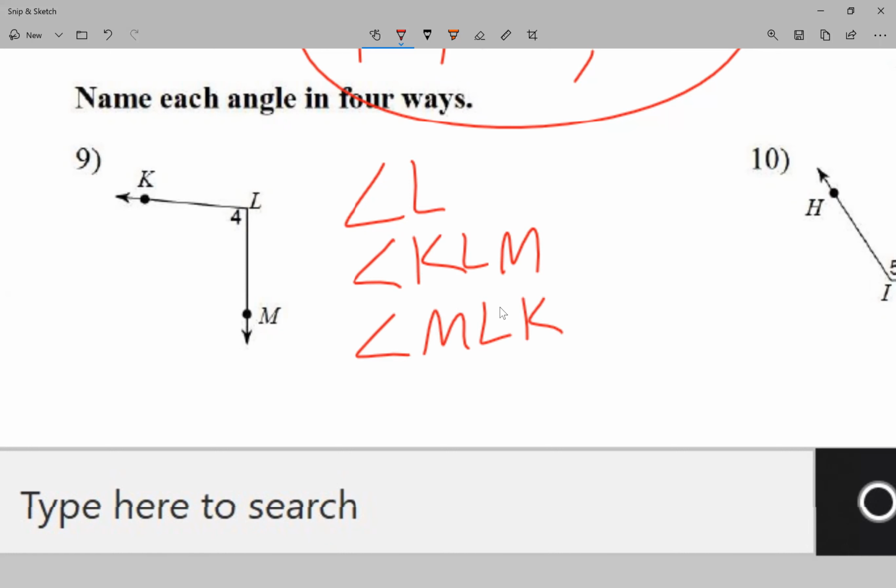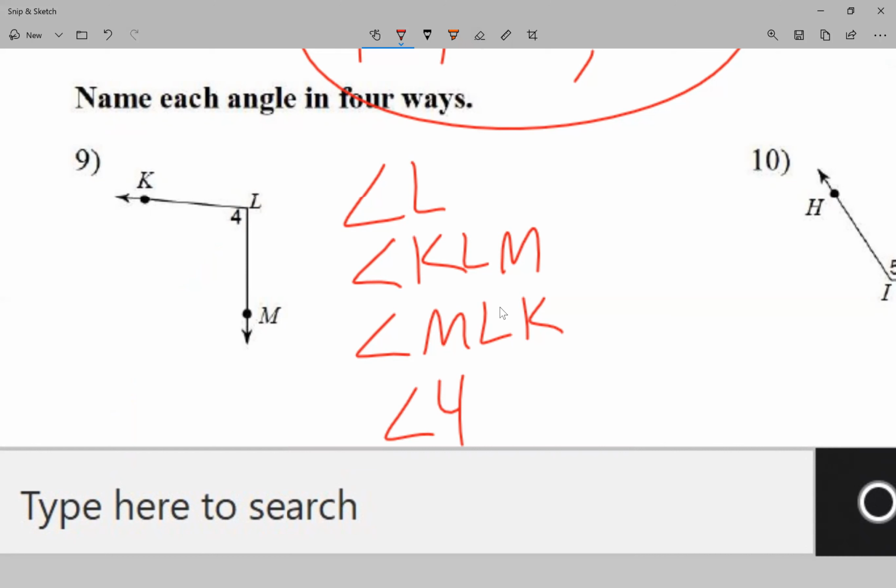Now that 4 that we see in the center, some people think it's a measurement. If this was a measurement, I would use a little thing that looks like a zero, a small zero as an exponent. We call that degrees. So it would be 4 degrees, but I would have to use that 0. Because I don't have that degree symbol, we call this angle 4. That is also used as a name. So I named it in 4 different ways.